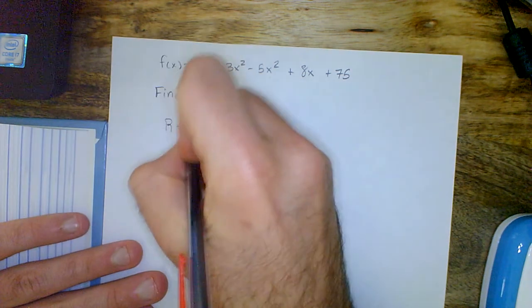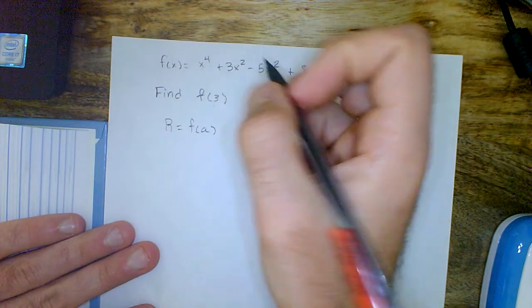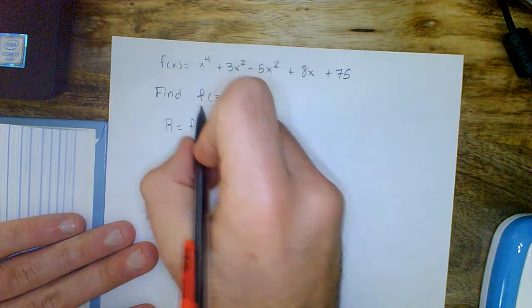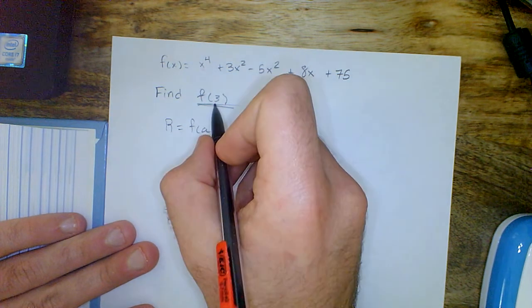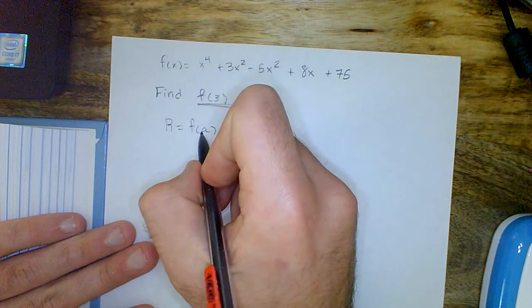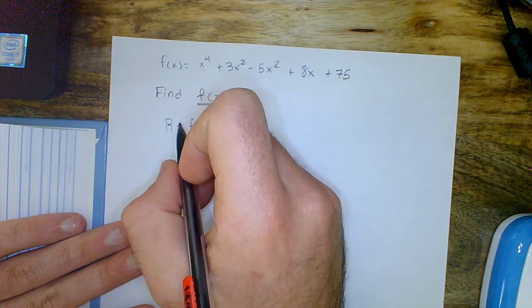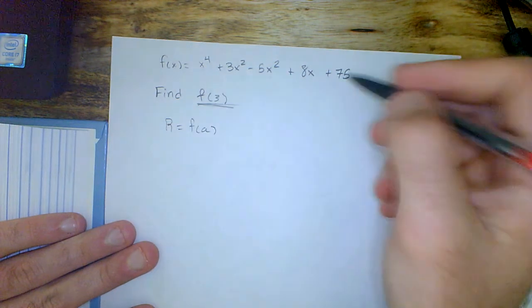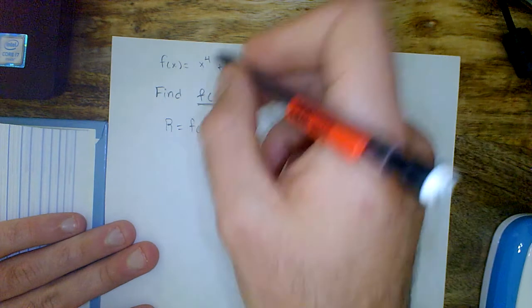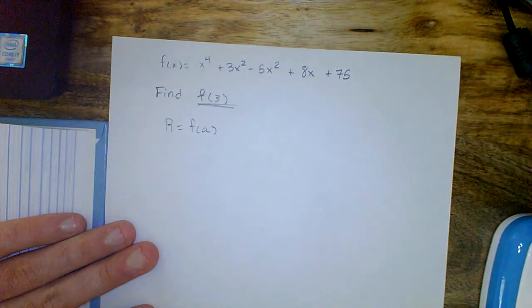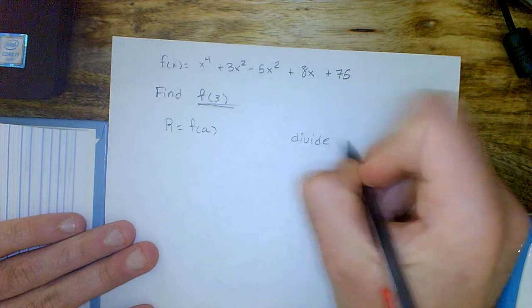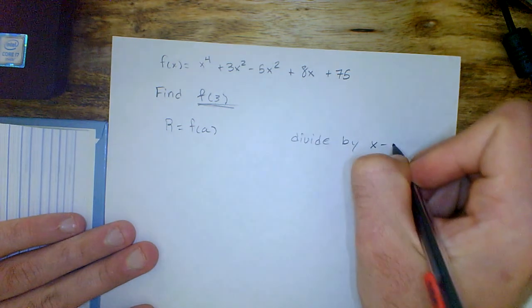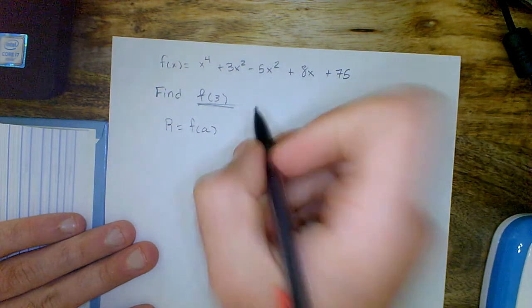If we use the remainder theorem, we know that r is equal to f of a. If they want us to find f of 3 by using the remainder theorem, I need to figure out what I need to divide this thing by to get f of 3. So if I want to get f of 3, I need to divide by x minus 3.